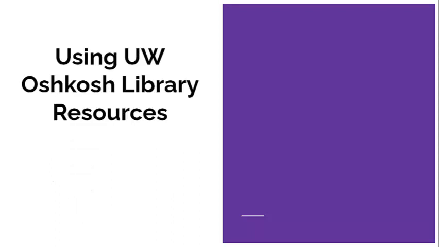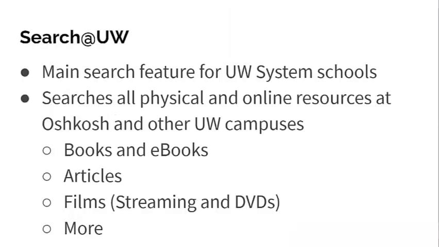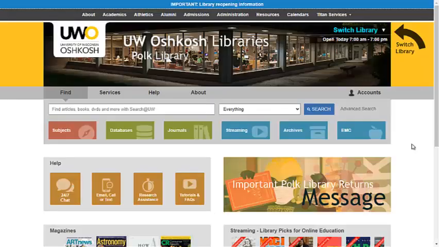Now, let's talk about how you can use our website to find these types of sources. Search at UW is the main search feature of the UW System Schools. With it, you can search all the materials, both physical and digital, in the UW system. The best way to search is by putting subjects, titles, or keywords into the search, rather than a question as you might be used to.